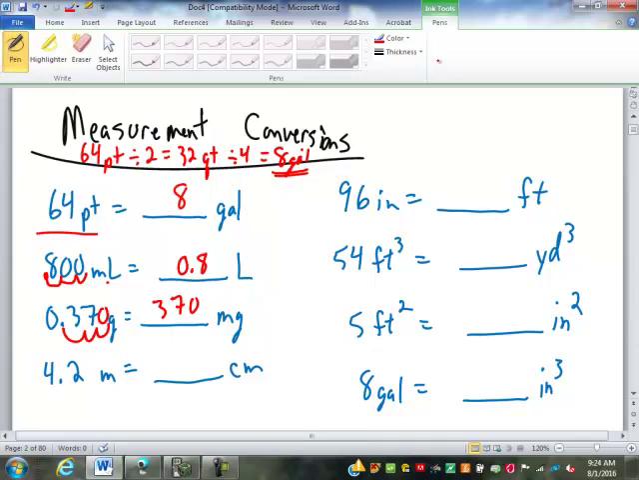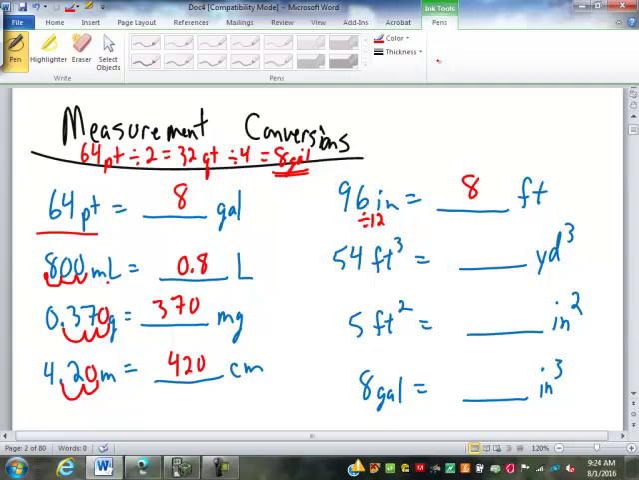4.2 meters to centimeters. What's that become? 420. From meters to centimeters is 2 spots to the right, so we move 2 spots to the right to get 420. 96 inches into feet. How many feet is that? 8. Good. We divide by 12 from inches to feet.